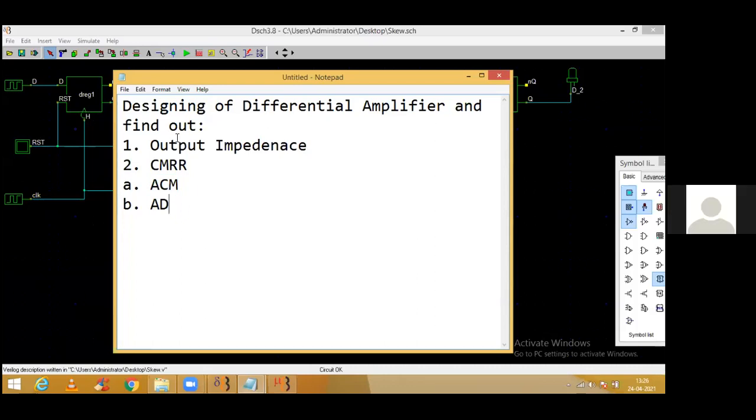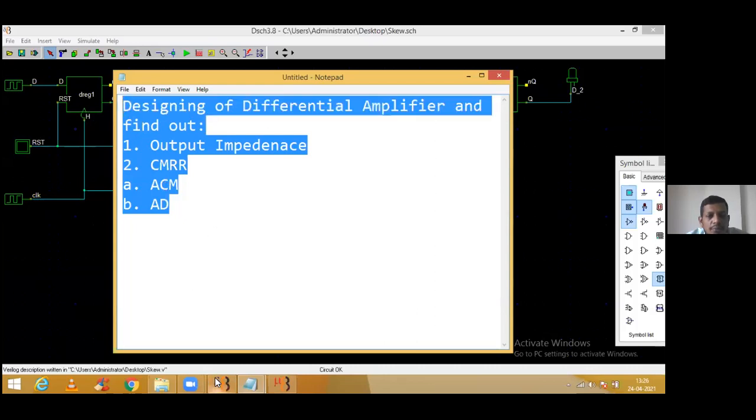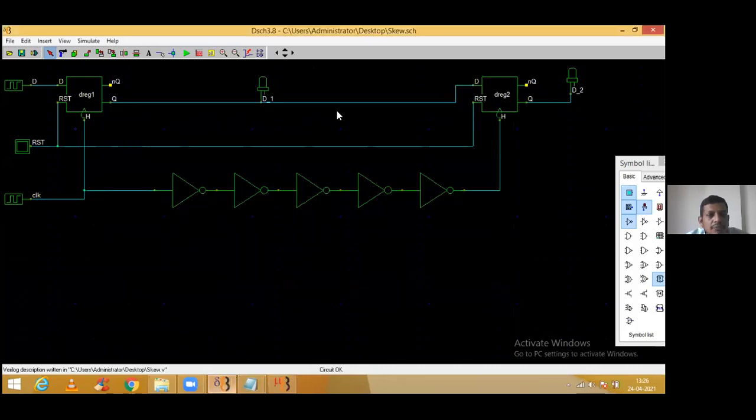Yep. So how can you design that? Before that, you need to find out the schematic of the system. So how can we design that?